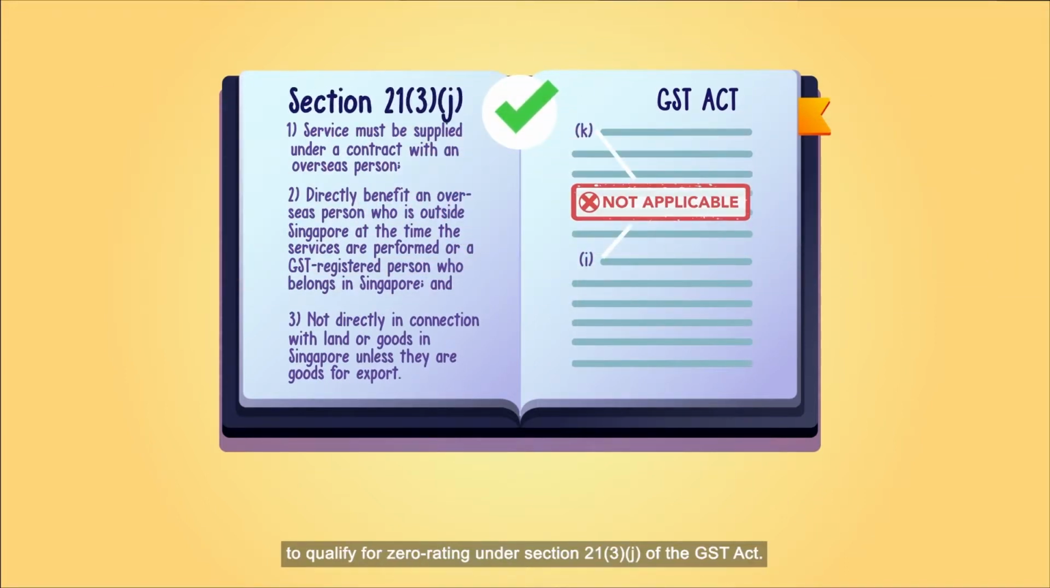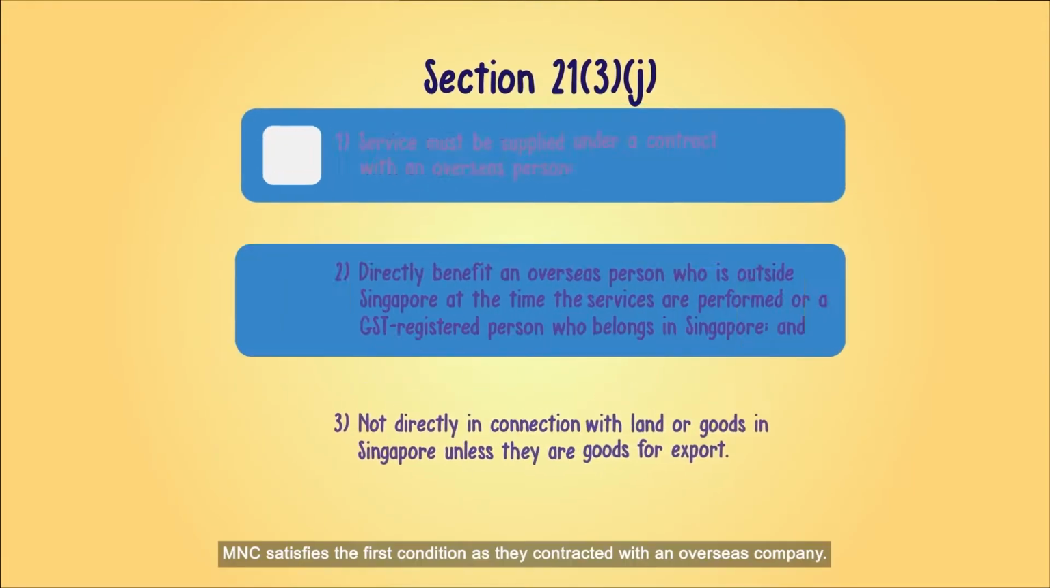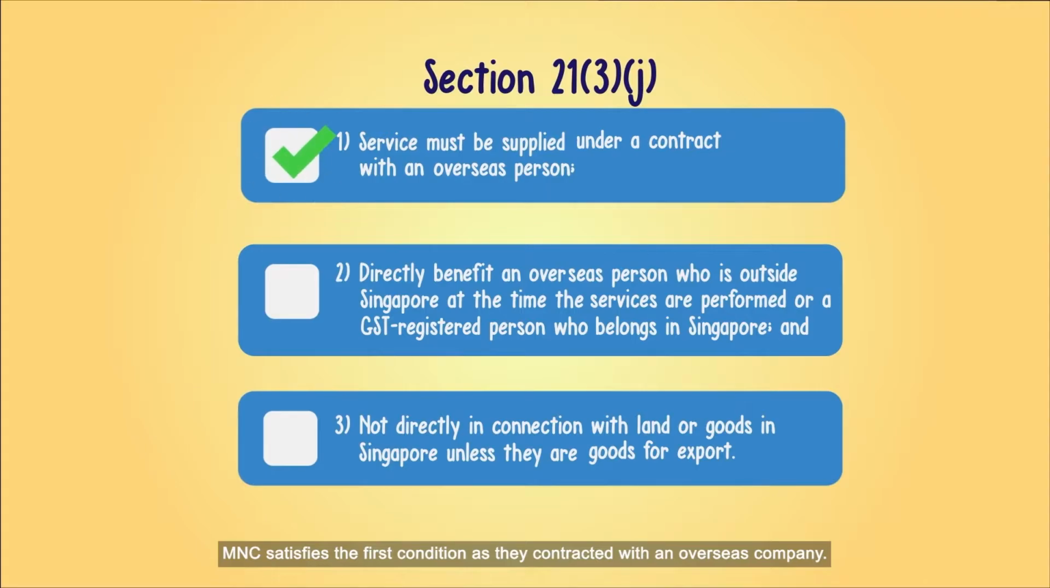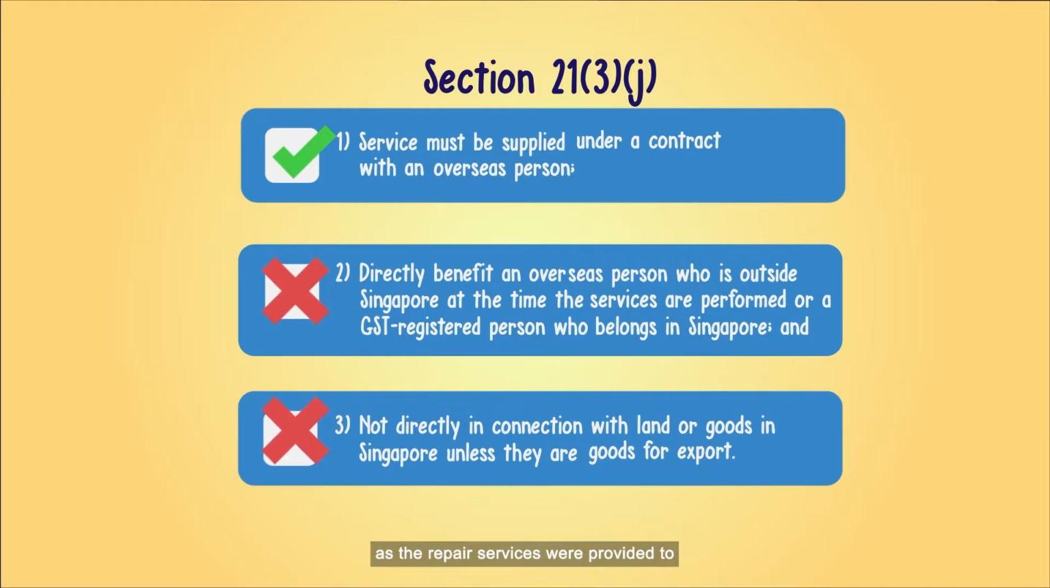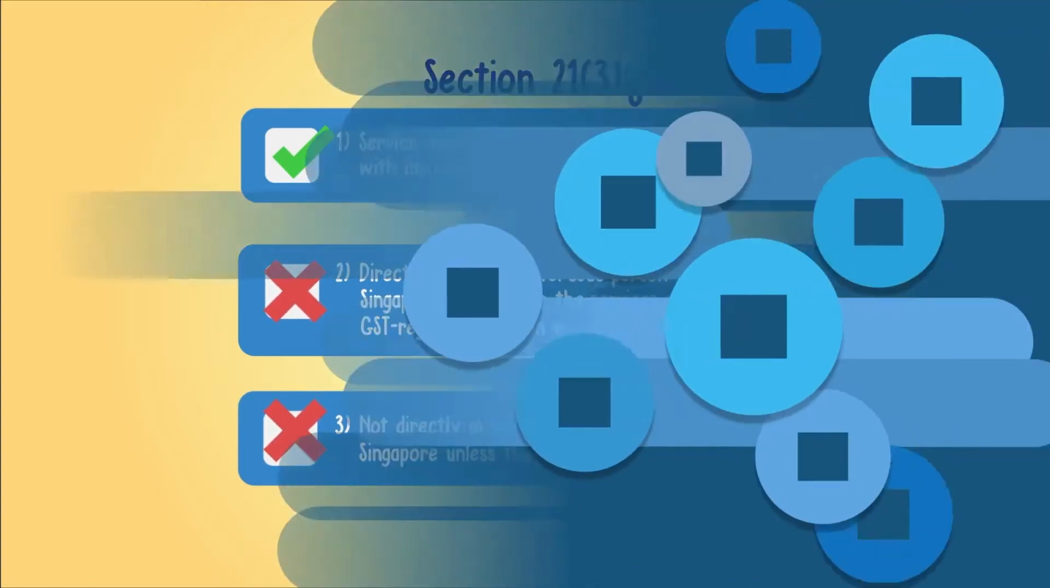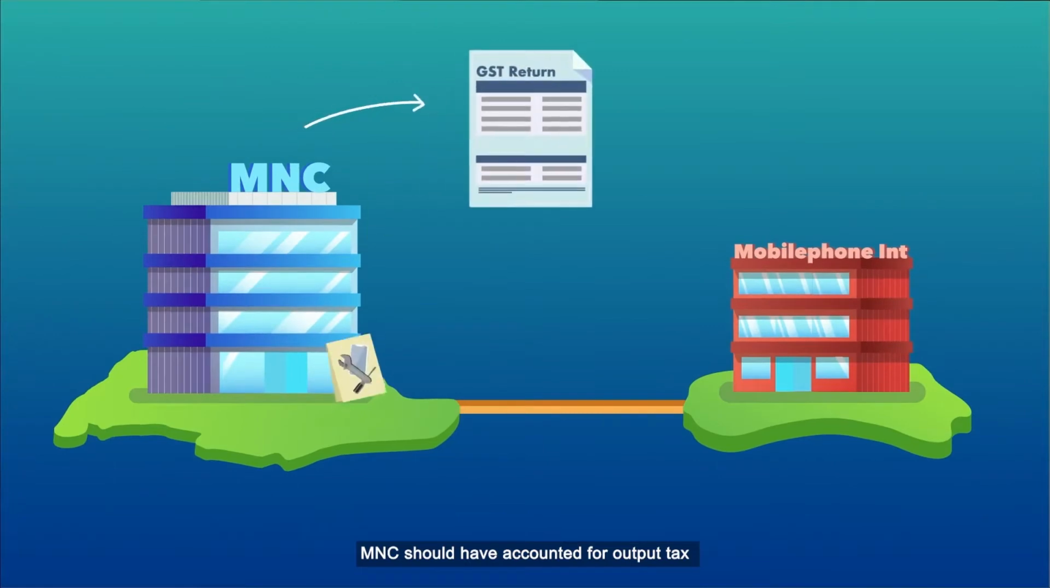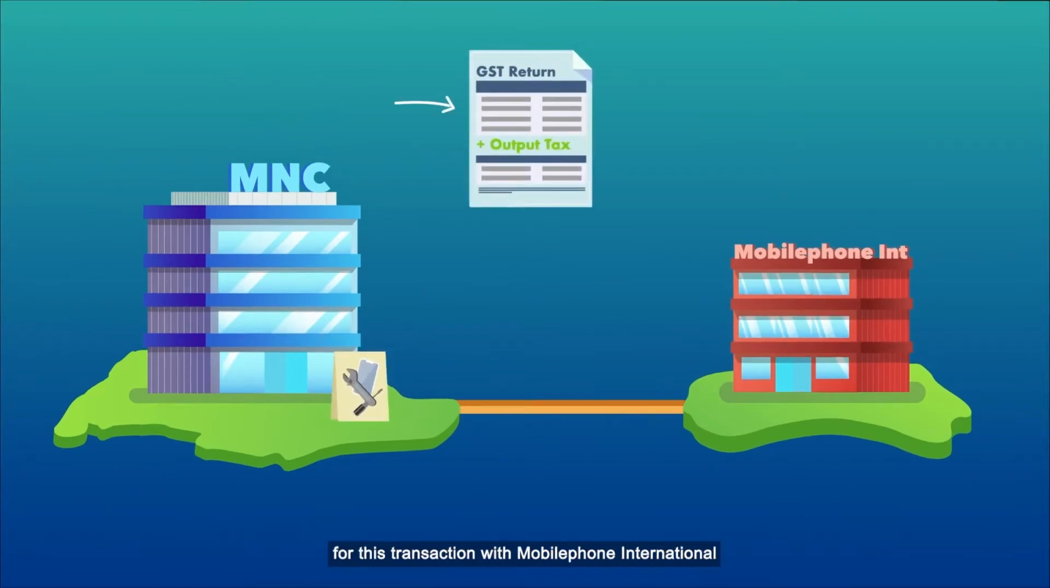Section 21(3)(j) of the GST Act. MNC satisfies the first condition as they contracted with an overseas company. However, MNC did not satisfy the other two conditions as the repair services were provided to Mobile Phone International's non-GST registered customers in Singapore. MNC should have accounted for output tax for this transaction with Mobile Phone International.